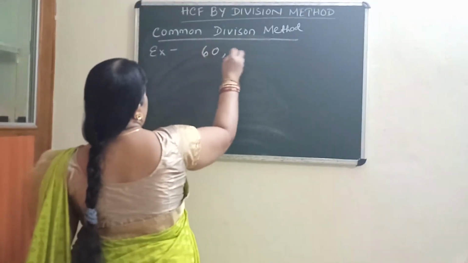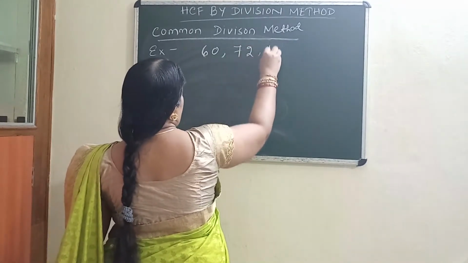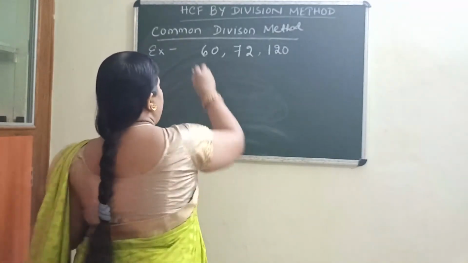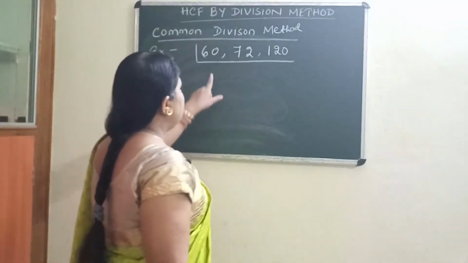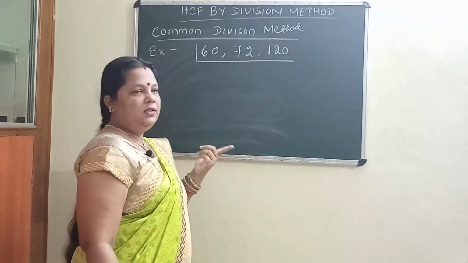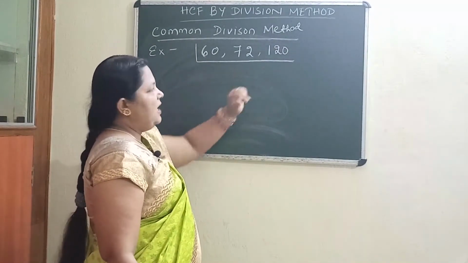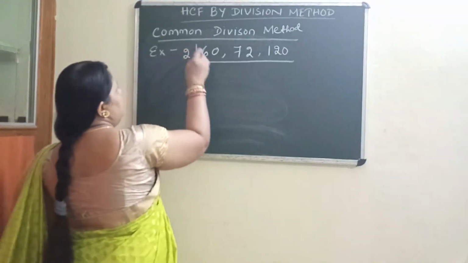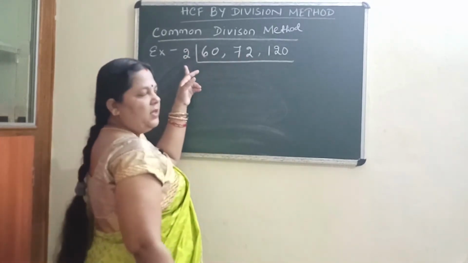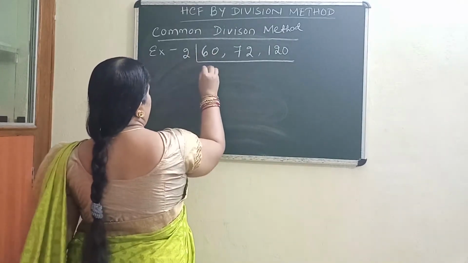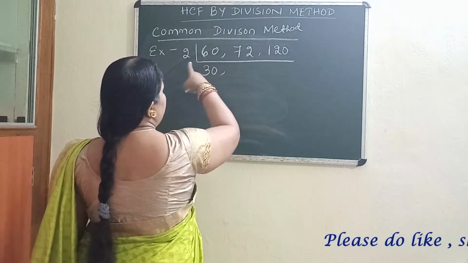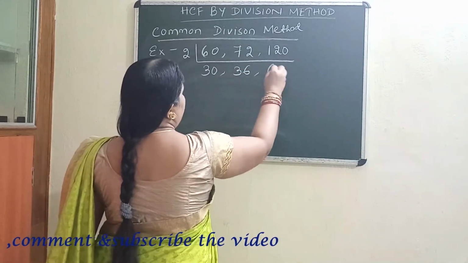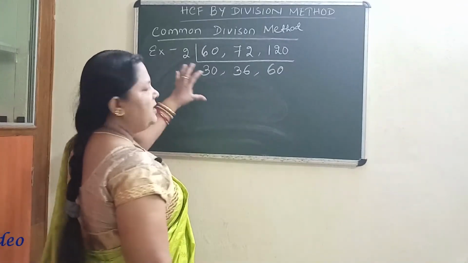I am showing another example. Suppose 60, 72 and 120. These three numbers. First you see all three numbers are what? Even numbers. So we can start from the least prime number, that is 2, because all the numbers are even, so they are divisible by 2. You divide 60 by 2, we get 30. 72 divided by 2 gives 36, and 120 divided by 2 gives 60. One step over.